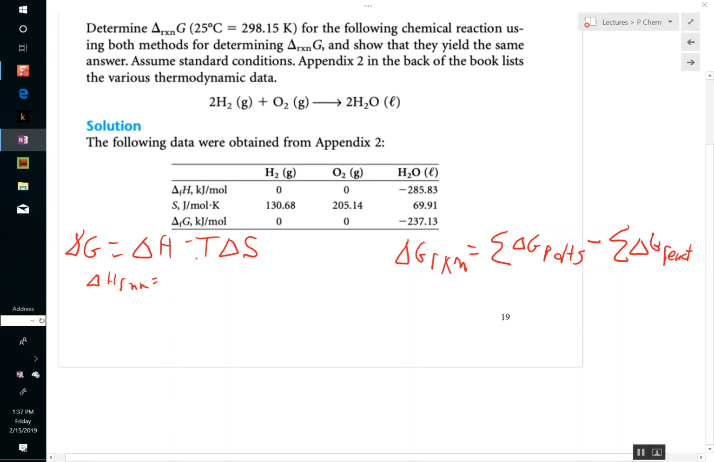So in this right here, 2 times negative 285.83 minus 0, right? The delta H of the reactants. So what is that? That's negative what? 285.83 times 2. Five something.